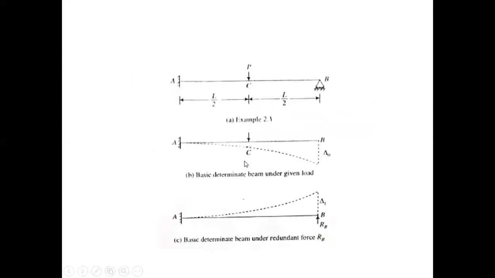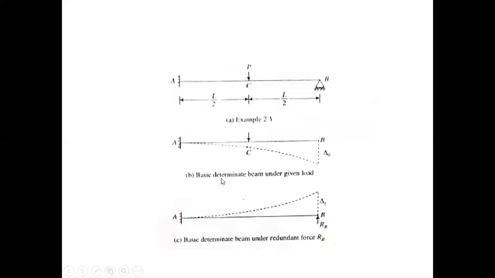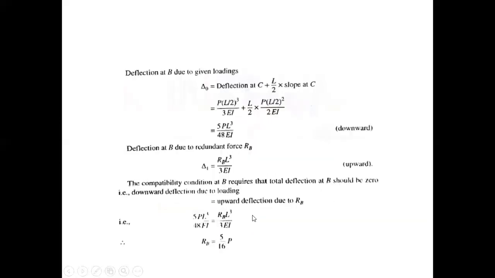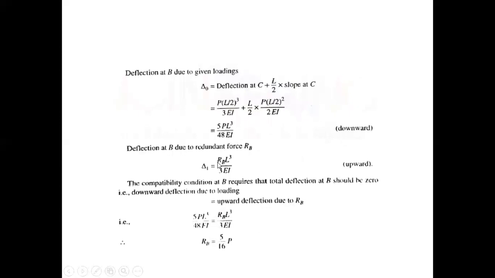Now in the second case, we have applied a vertical redundant force RB in the upward direction, and we need to calculate delta 1. This is a simple case of a cantilever beam. The same case, but the difference is that this load is acting upward, so it will be RB L cube upon 3I. Here it was downward, here it is upward. Because now the load is RB, instead of P, it will be RB.